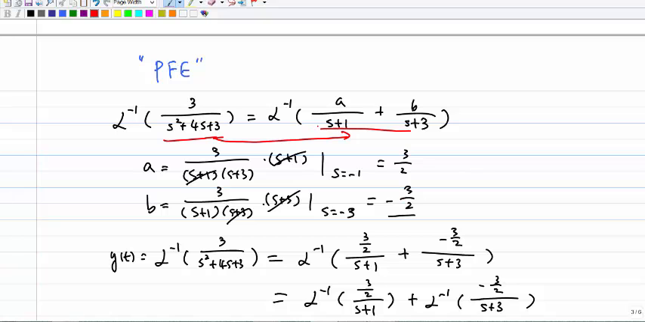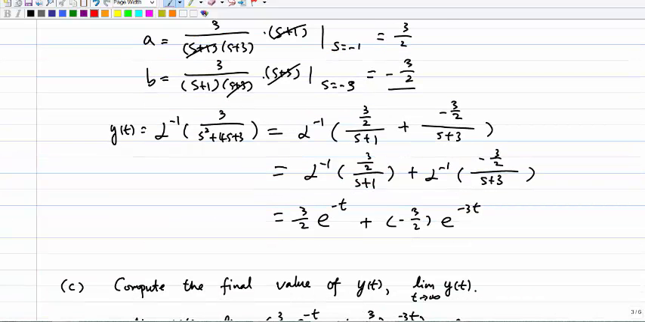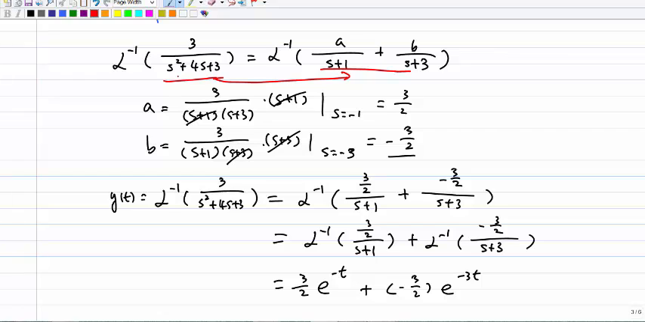Okay, so once I plug in those numbers, I get y(t) is L inverse of the original one, which is L inverse of the new one, and I use the linear property, so I can separate them. For this one I use the table to find the inverse Laplace transform.